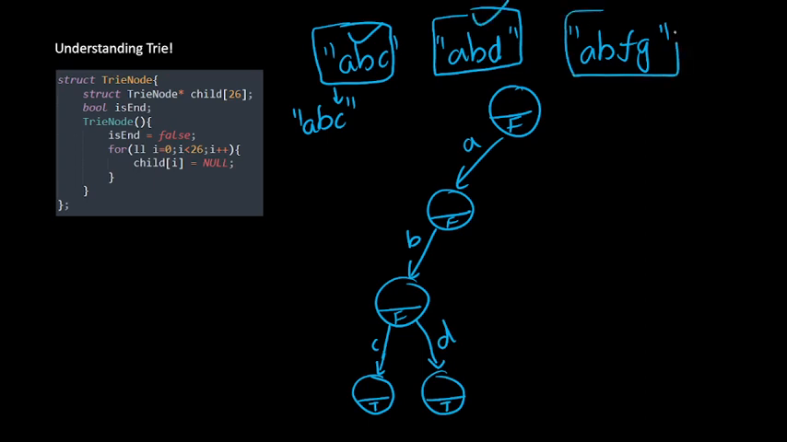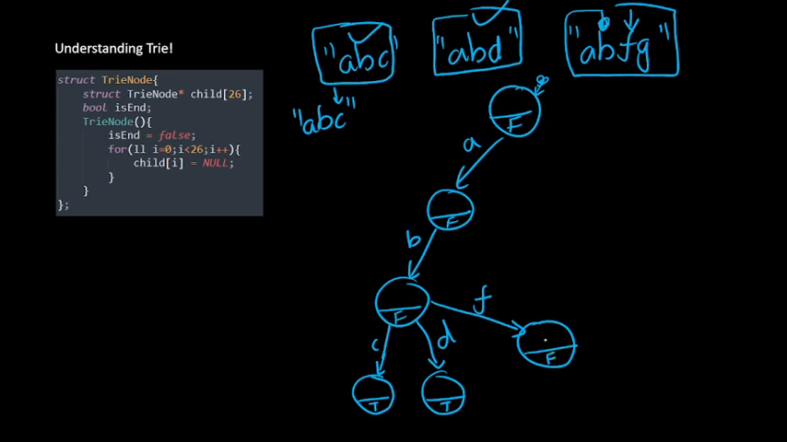Let's go to ABFG. Does the root node have any branch leading to A? Yes, it has. Then you'll come to A. Again, you are at B now. Does this A have anything leading to B? Yes, it has. Then you'll come to B. Then you'll check for F. Does this B have anything leading to F? No, it does not. So you'll make a new node for F, and this will be false because this is not the end of the word.